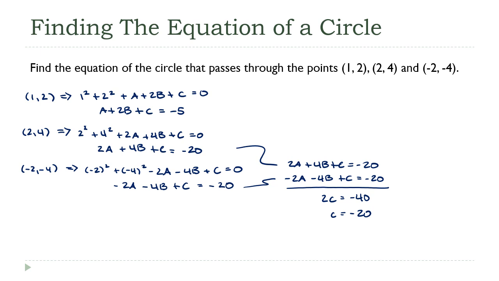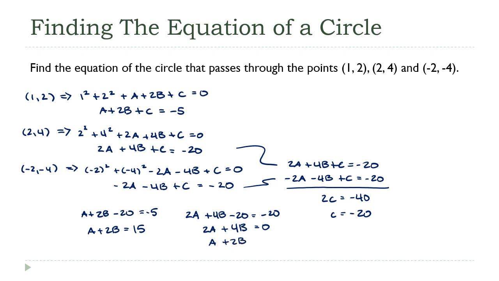So the first one becomes a plus 2b minus 20 equals negative 5. That's a plus 2b equals, add 20 to both sides, 15. Now let's do it to the second equation. 2a plus 4b minus 20 equals negative 20. So 2a plus 4b equals 0. Divide through by 2. A plus 2b equals 0.